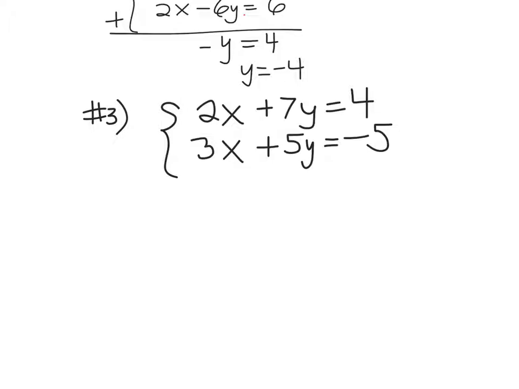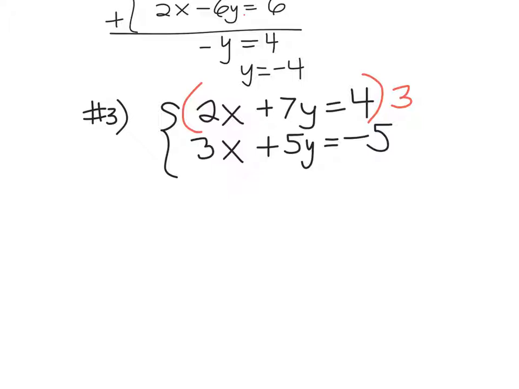So if you notice, you can choose to eliminate the x's or the y's. It's really up to you. I think I would choose the x's because 2 and 3 are just smaller numbers than 7 and 5. So this is what I'm going to do. I'm going to take the entire first row, and I'm going to multiply it by 3. When I do that, I will get a 6 here.